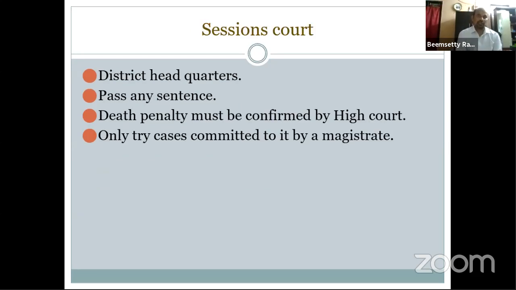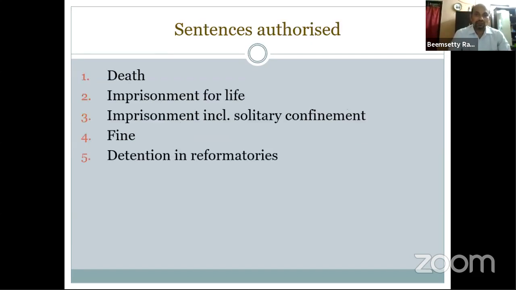Next is the Sessions Court. It is present in the district headquarters. It can pass any sentence including the death sentence. But the death sentence awarded by the Sessions Court should be confirmed by the High Court. It is very important. It only tries cases committed to it by the magistrate. Sentences authorized are death, imprisonment for life, imprisonment including solitary confinement, fine, and detention in reformatories.